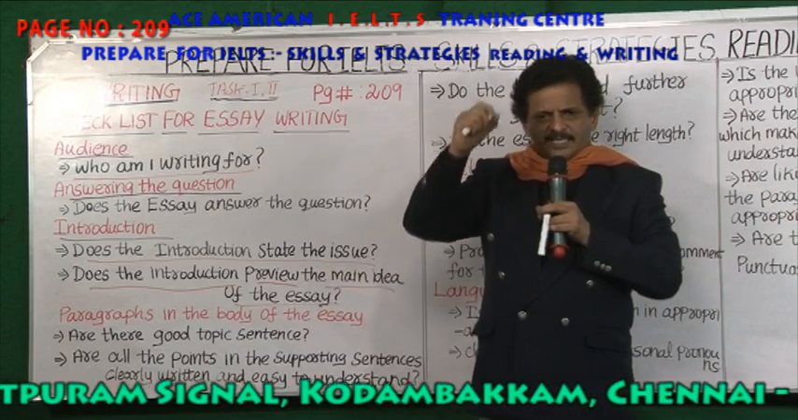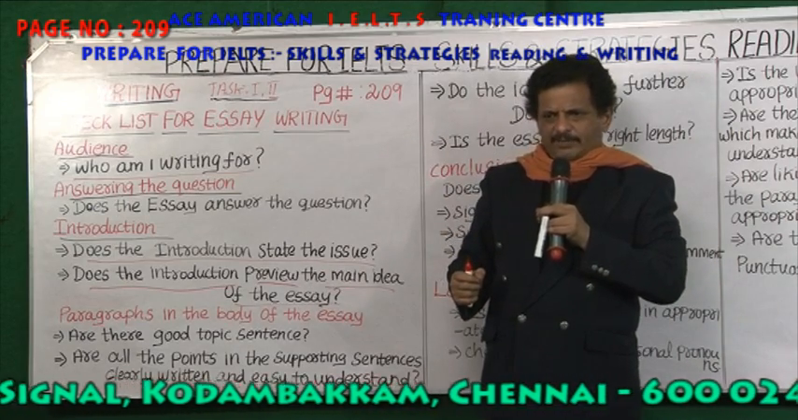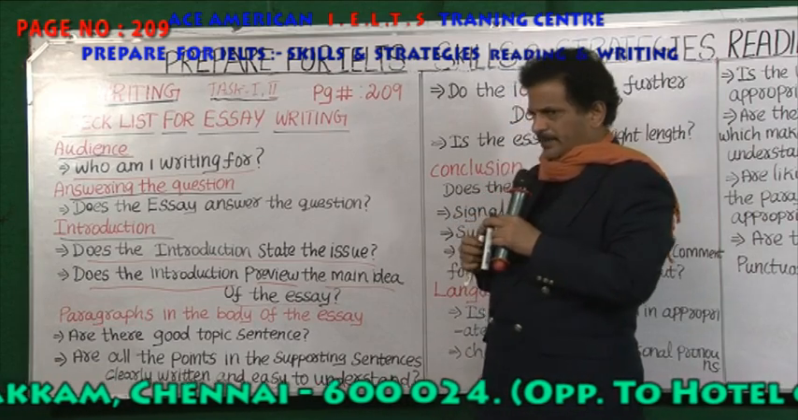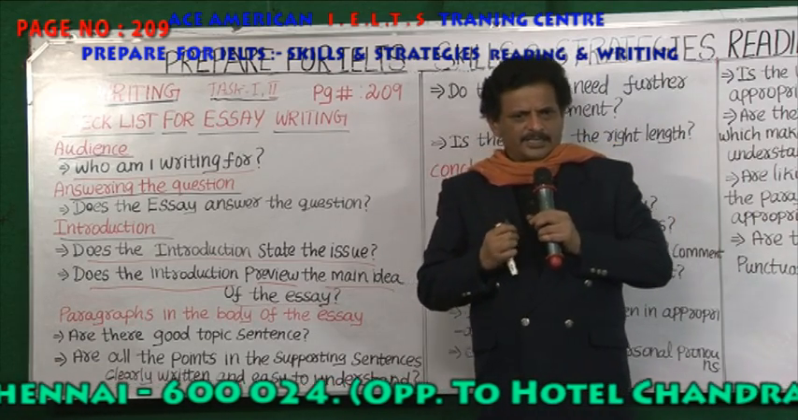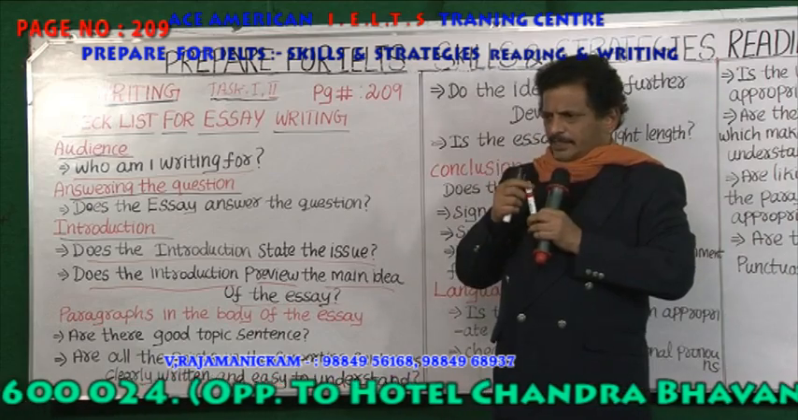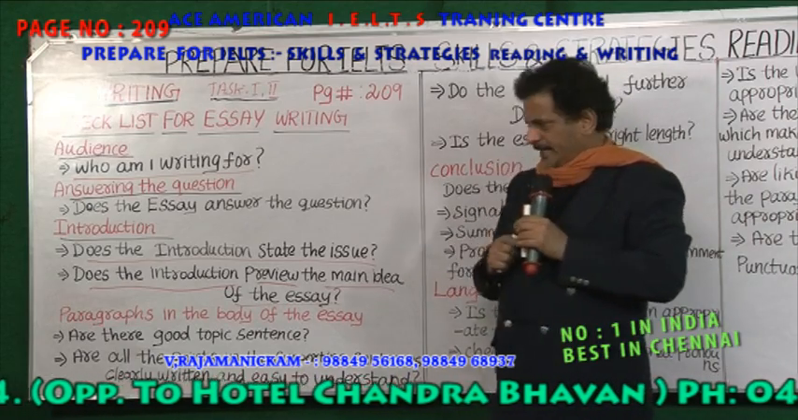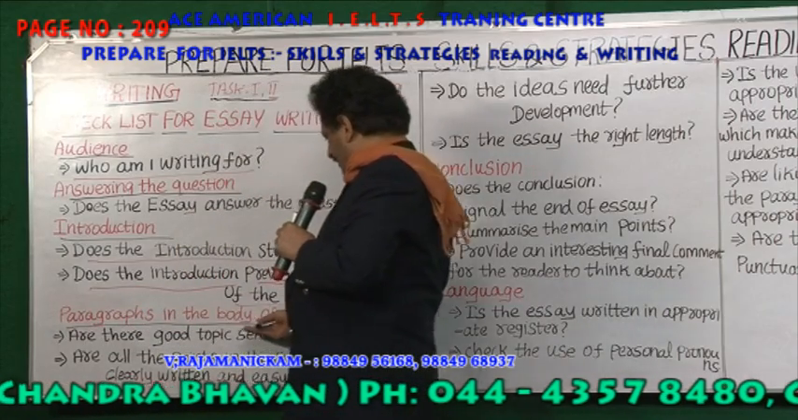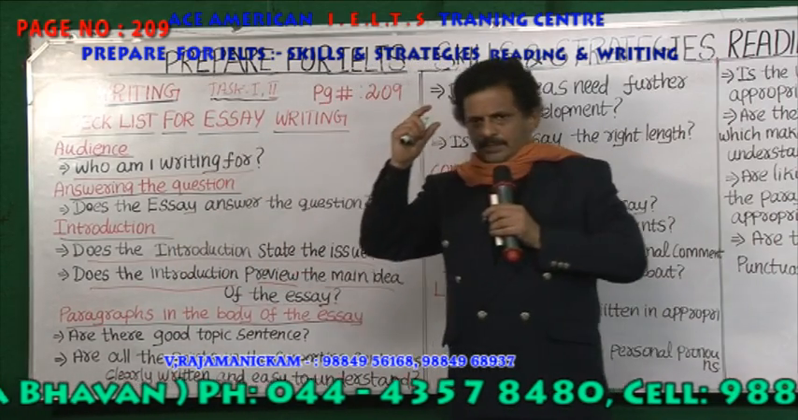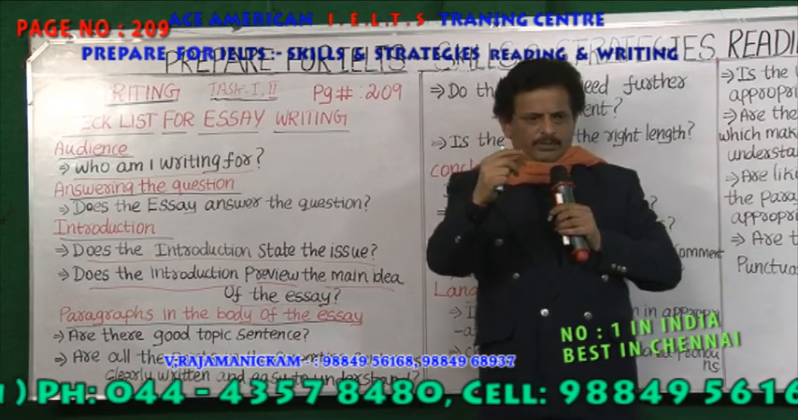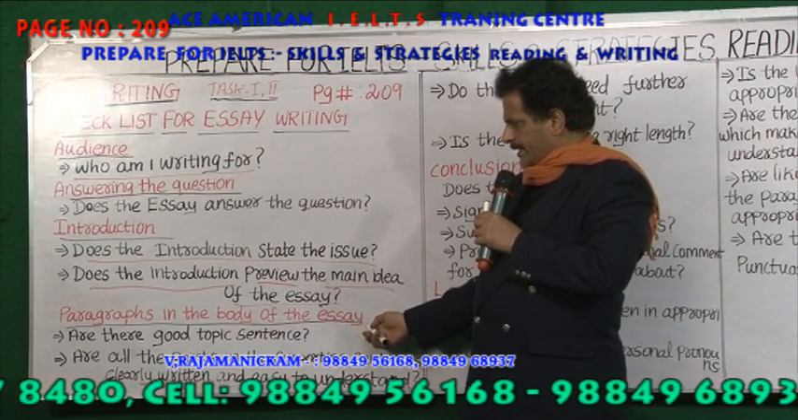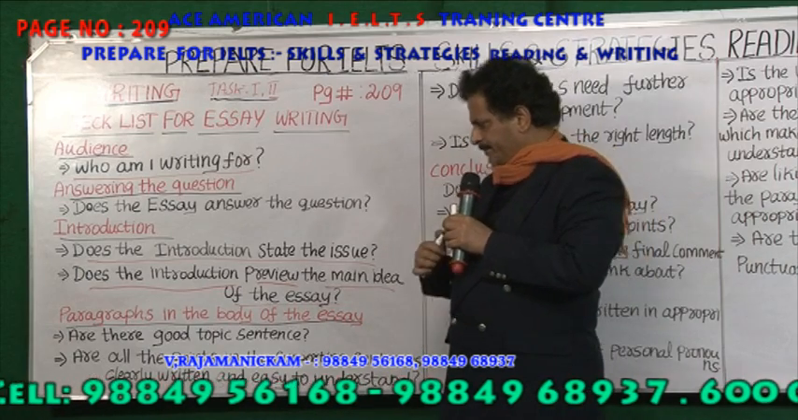So, in the introduction, is it giving all those things, the road accidents and everything? You have to give the main thing. The introduction goes for around 30 to 40 words or 50 words. Then after that, you are coming to the paragraphs in the body of the essay. Once you state the introduction, you come to the paragraphs to say what the essay is all about.